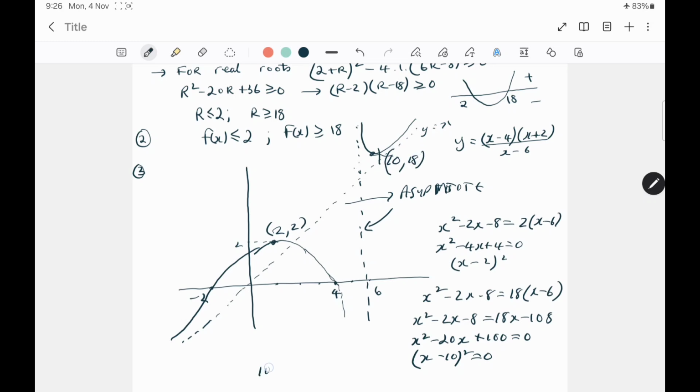Write them down here, 10 and 18, okay? And one is 2, 2. That's a maximum, and that's a minimum.